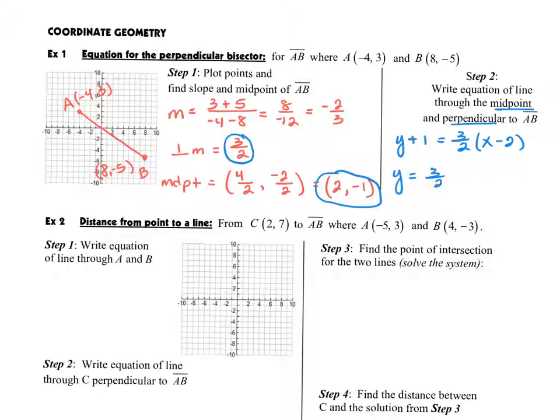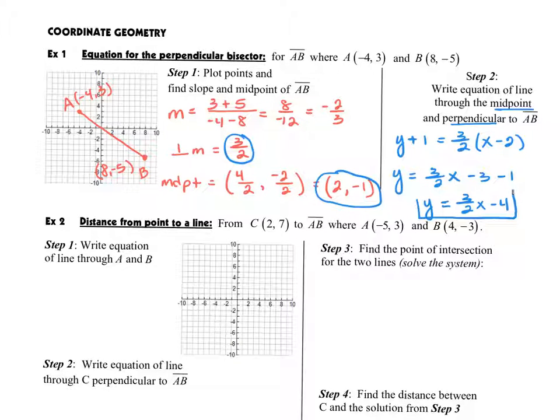I'm going to distribute that 3/2, so I have a 3/2 x. When I distribute that 3/2 to the 2, 3/2 times 2 is just a -3. And then I'm going to subtract that 1 from the other side. So my final answer for the perpendicular bisector is y = 3/2 x minus 4.